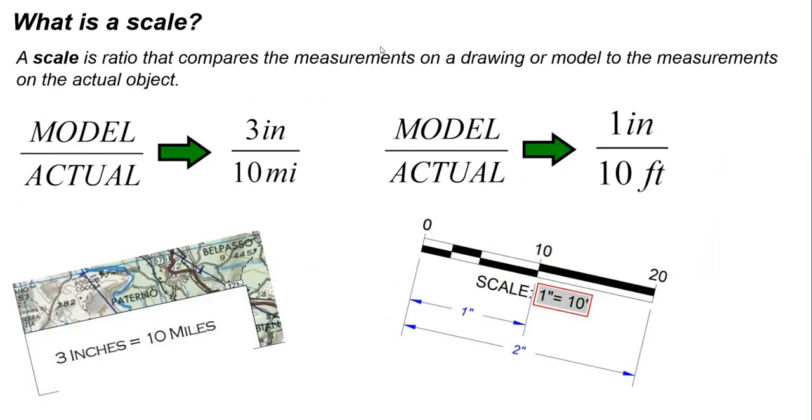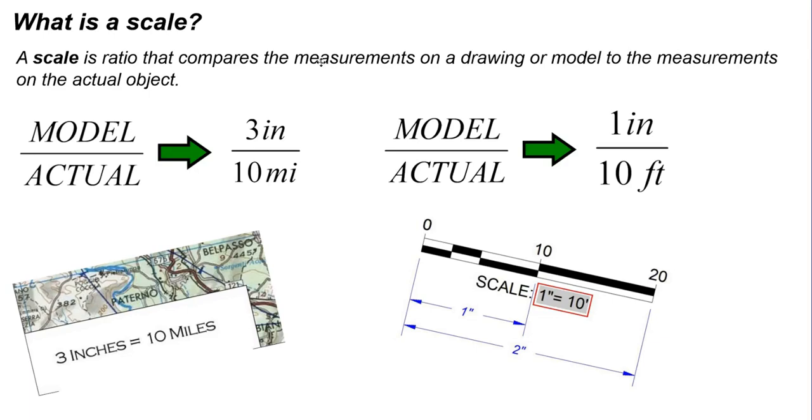So what is a scale? A scale is a ratio that compares the measurements on a drawing or model to the measurements on an actual object. So when we have a scale drawing or a scale model, we have to have a way to transfer measurements from one to the other. If we use a blueprint, for example, to build a house, we need to know how to take measurements from the blueprint and convert them to measurements on the actual house. Otherwise, it's going to be a very tiny house.